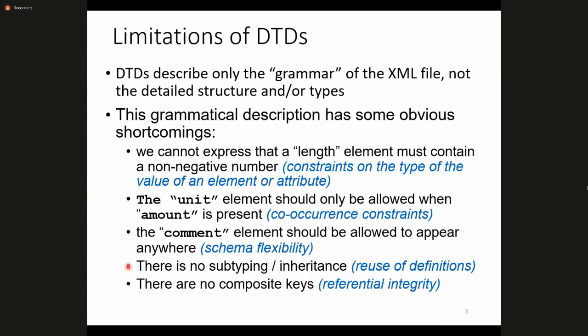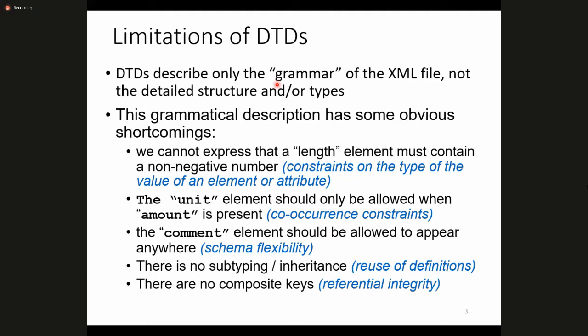Moving ahead, we learned that there are these disadvantages or limitations of XML DTD. DTD describes only the grammar of the XML file, not the detailed structure or types. It just defines how to use and validate this file, but not any detailed structure like data types, restrictions, the element names we can use, or the data types within these elements. We can't define them with XML DTD.